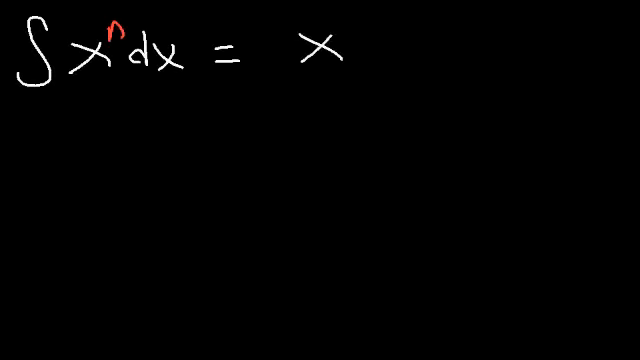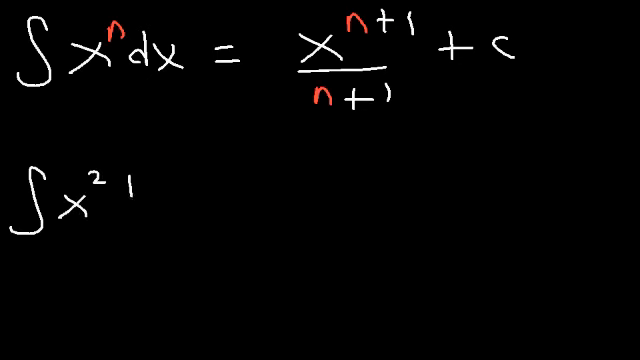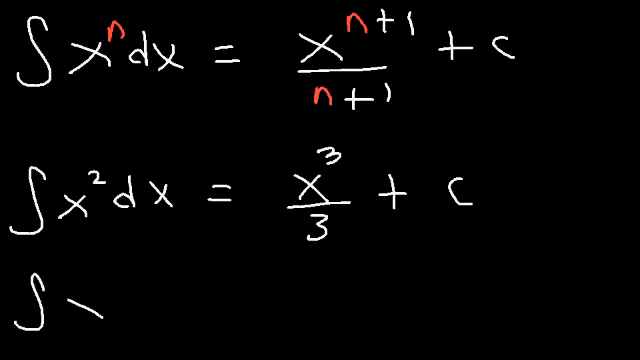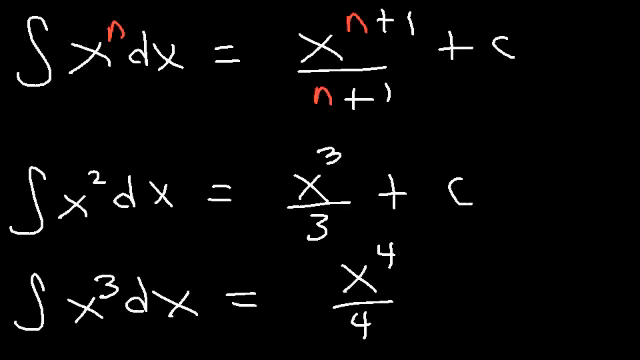Now the next type of problem that you're going to see is when you need to integrate a variable raised to a constant. Let's say x raised to the n. This is equal to x raised to the n plus 1 divided by n plus 1 plus c. So for example, let's say if we wish to find the antiderivative of x squared dx. This is equal to x to the third divided by 3 plus c. The antiderivative of x to the third is x to the fourth divided by 4 plus c.